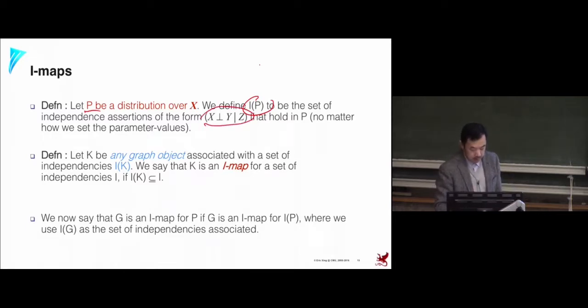We don't need to know the parameter values. Basically, we assume that as long as the graph is there, whatever way you parameterize or put numbers into the contingency table or the potential, they should all honor these independencies. So we define I(P) to be that set. And then let's define K. By the way, this right now isn't touching upon the concept of a graph yet.